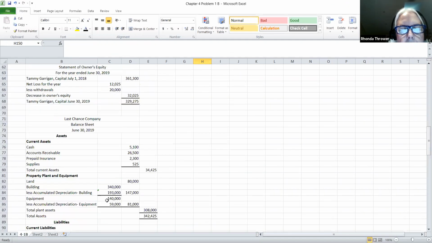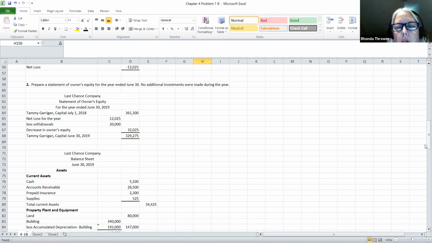Notice these are not added together to get this. We subtract our accumulated depreciation from our cost, and it gives us the book value, which is placed out to the side out here. This $140,000 is the cost of the equipment. The $140,000 comes from the adjusted trial balance. The accumulated depreciation on the equipment also comes from the adjusted trial balance.